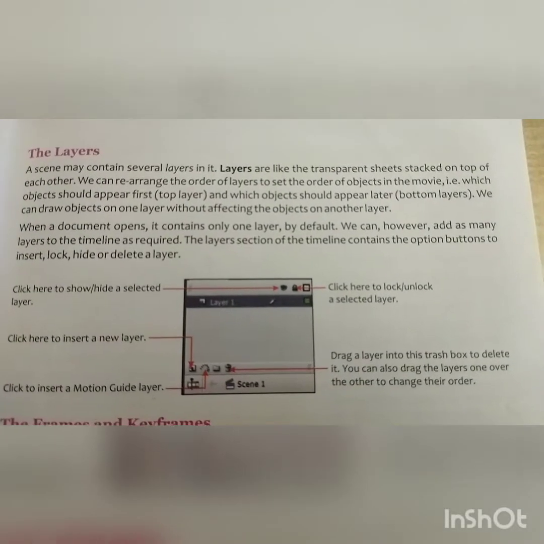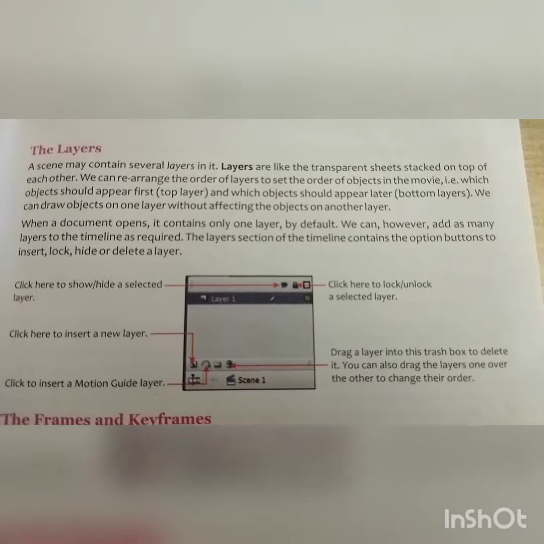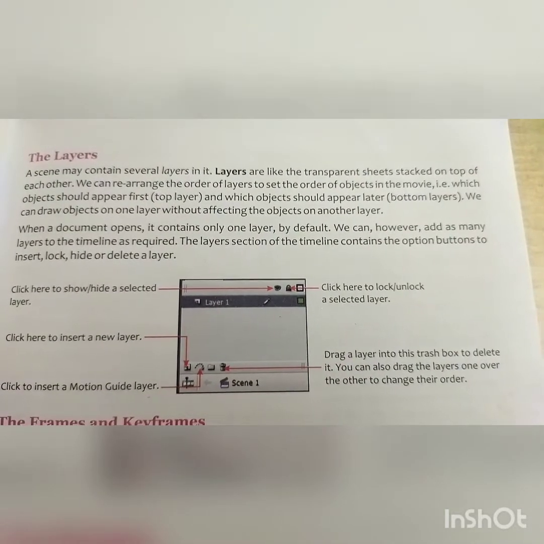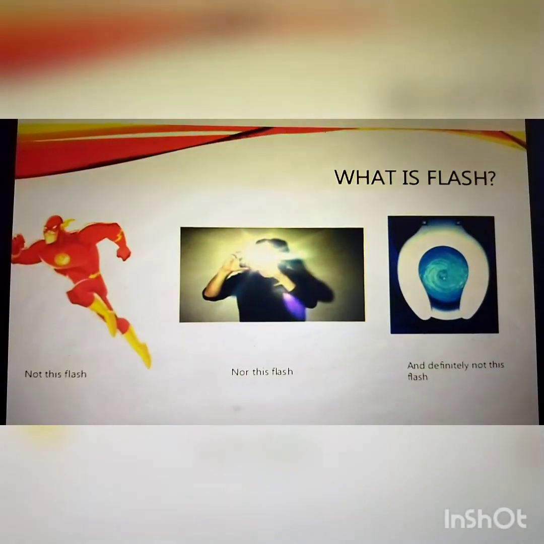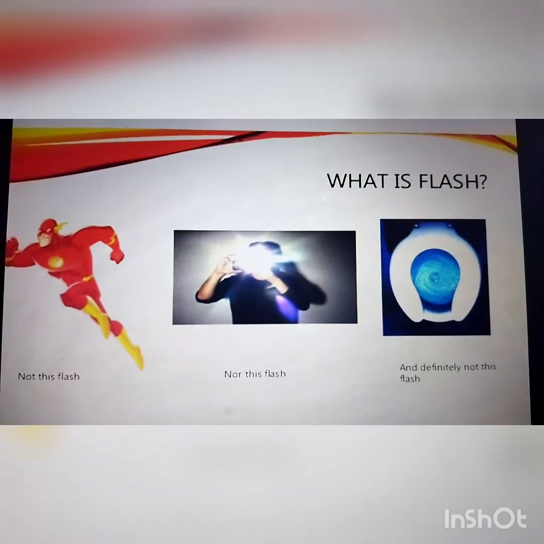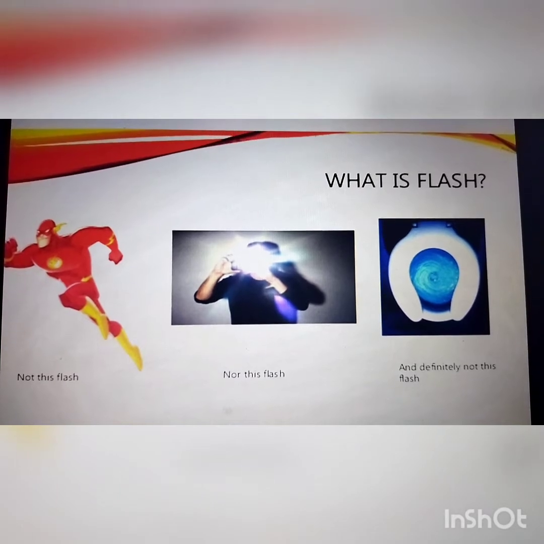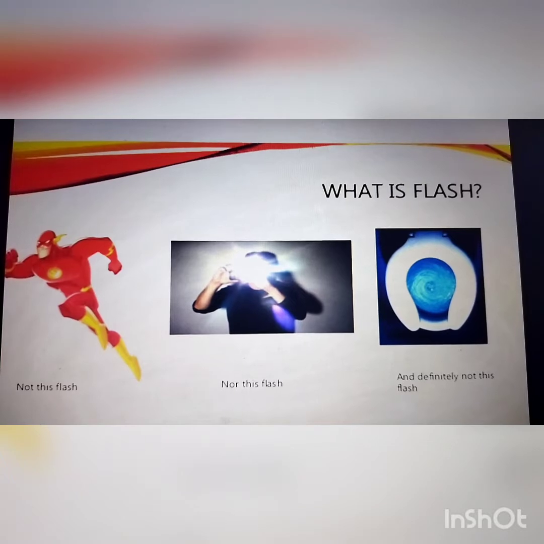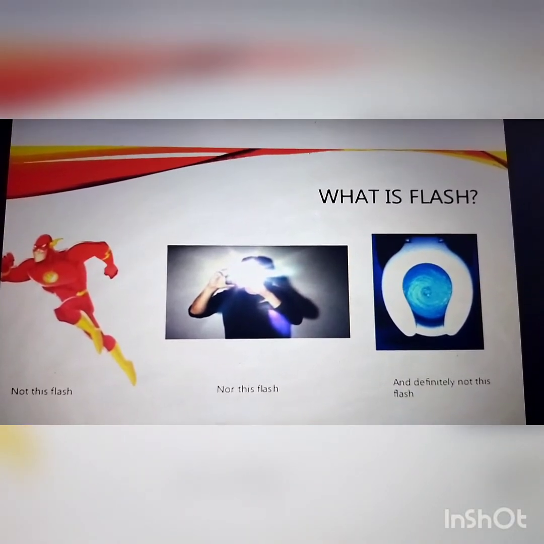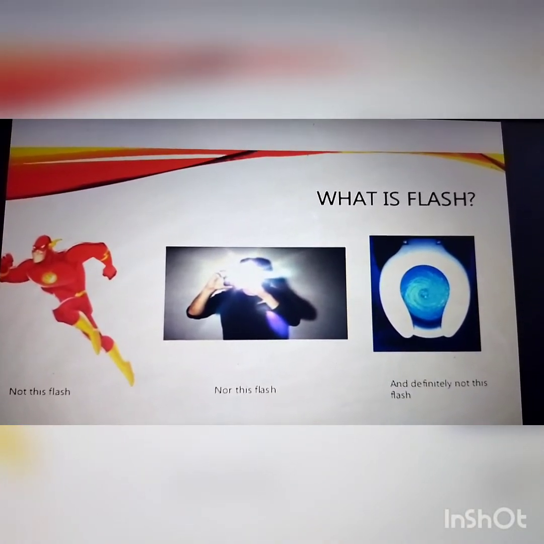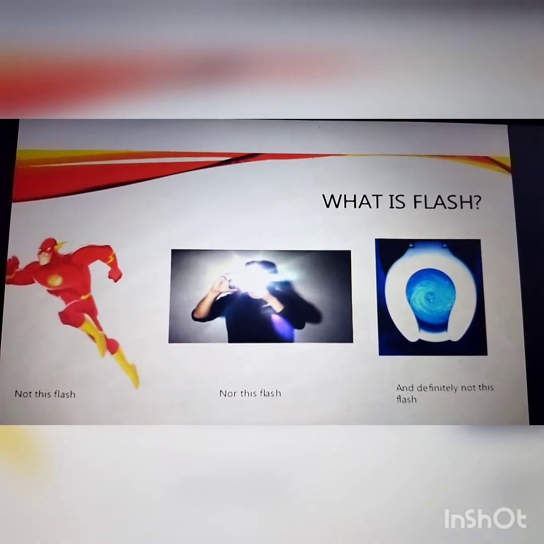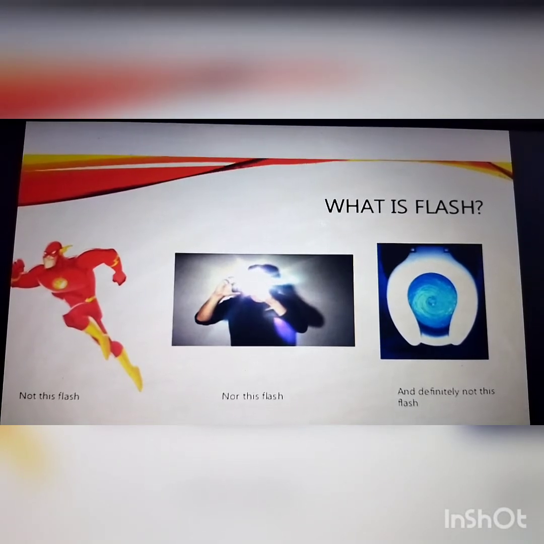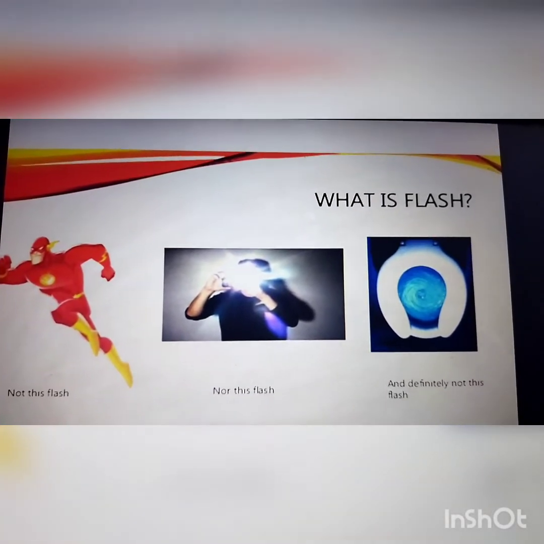So students, the layers. A scene may contain several layers in it. Layers are like transparent sheets stacked on top of each other. We can rearrange the order of layers to set the order of objects in the movie. Which object should appear first goes on the top layer, and which object should appear later goes on the bottom layers. We can draw objects on one layer without affecting the objects on other layers. When a document opens, it contains only one layer by default. We can, however, add as many layers to the timeline as required.